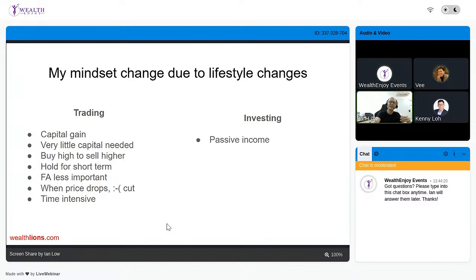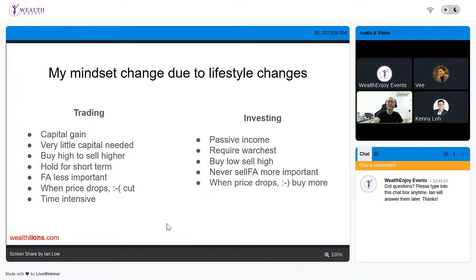Today, I'm investing, and it's for passive income and requires a lot of money, compared to trading. And you buy low and sell high. I almost never sell. And fundamental analysis is more important. When price drops, I'm happy and I buy more.